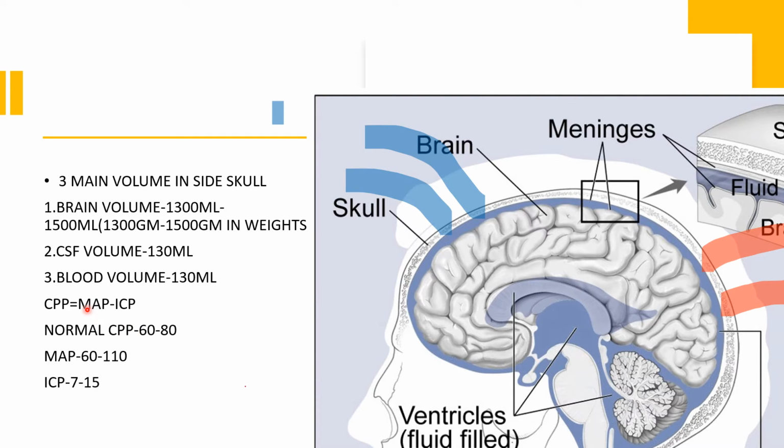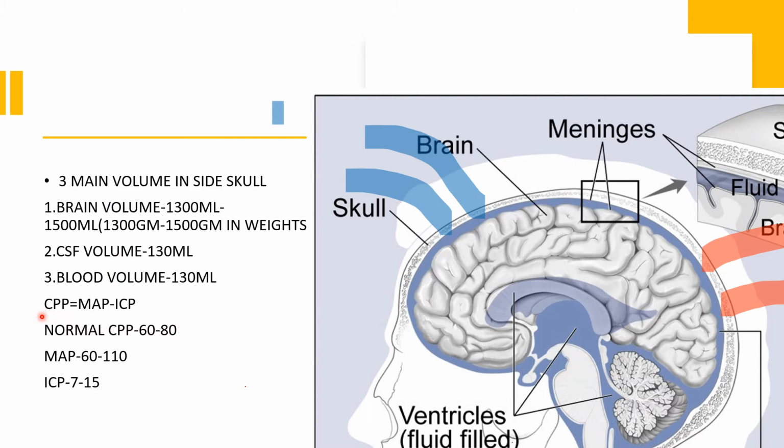Then MAP, which everyone knows. That's the average pressure in the patient's arteries during one cardiac cycle. That will be 60 to 110. A minimum of 60 should be there for perfusion. If the patient has at least 60 mm of Hg, only then can the organs be perfused, meaning the blood flow can reach all organs, mainly the brain. Then ICP will be around 7 to 15.